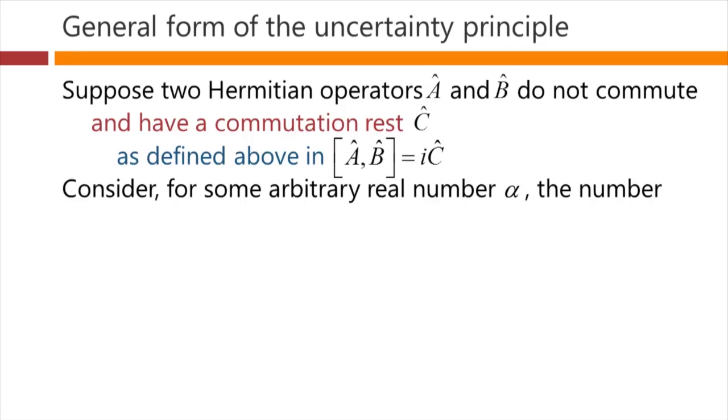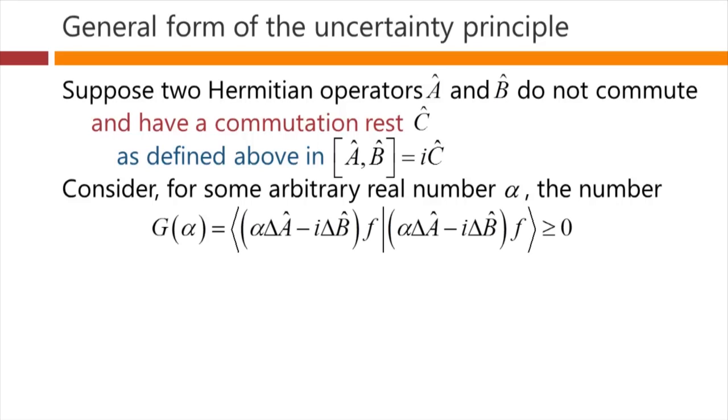So now we get into a purely mathematical proof here. And to start that, we're going to choose some arbitrary real number. This can be any real number that we like. We'll call it alpha. And we're going to define this quantity. This is just a number, g of alpha. So alpha is just a coefficient in here. And this is what we're going to define this quantity g of alpha to be.